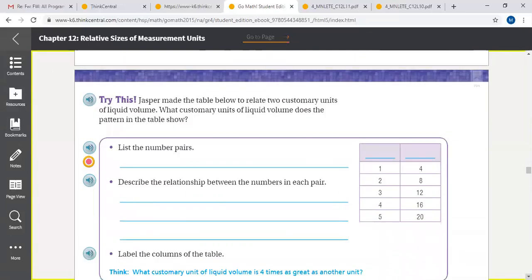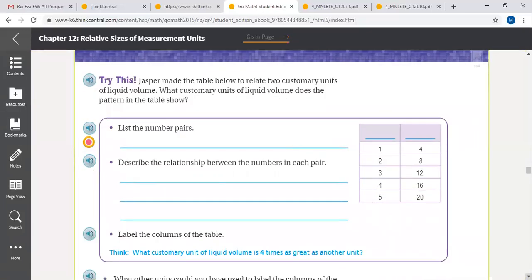The second example, Jasper made the table below to relate two customary units of liquid volume. What customary units of liquid volume does the pattern in the table show? Here this is 1 and this is 4, 2, 8, 3, 12, 4, 16, 5, 20. Firstly, we want to list the number pairs. The number pairs will be 1 and 4, 2 and 8, 3 and 12, 4 and 16, 5 and 20.